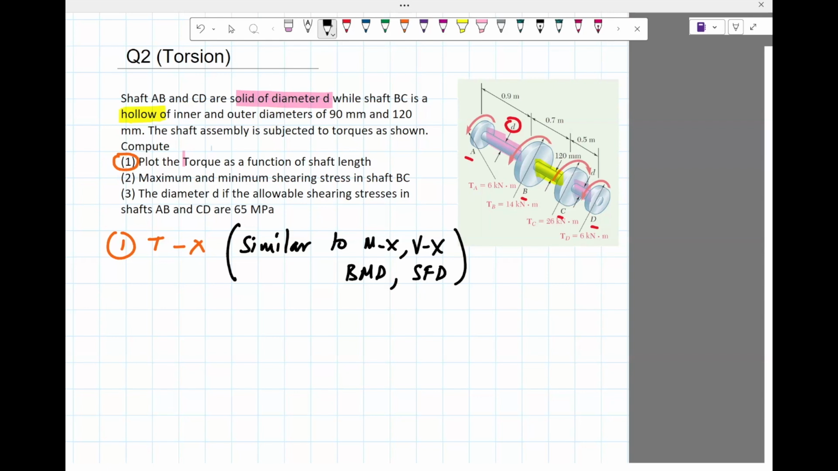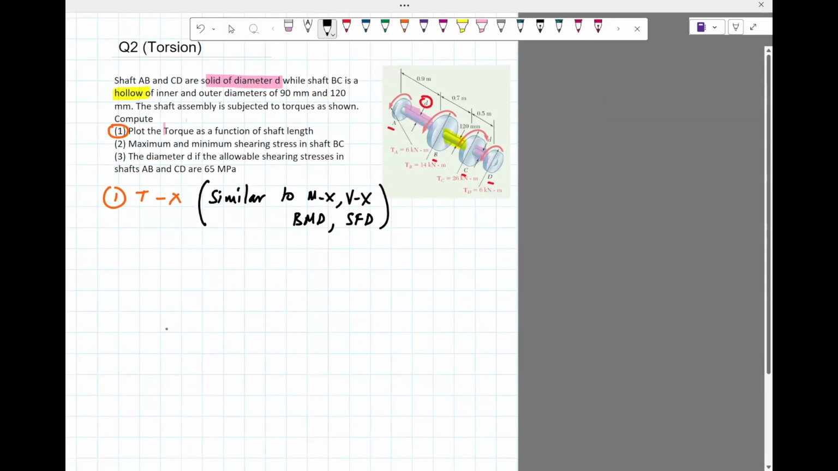Unless we draw that, we will not know what the stress, the torques at individual shafts are, and without that we cannot compute the shear stresses. So our first goal is to compute the T-x curve. Now this is actually easier than you can think of. It's not that hard to do.